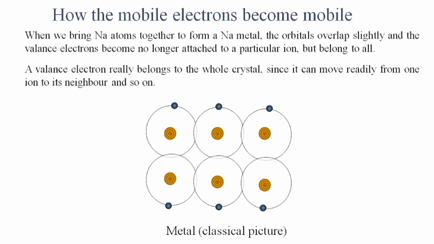Now the next part is how the mobile electrons become mobile. That means when we bring Na atoms together to form sodium metal, the orbitals overlap slightly and the valence electrons become no longer attached to a particular ion. They belong to all. That means the valence electrons can move in all possible directions and they belong to the whole crystal, since they can move readily from one ion to its neighbor ion and so on.